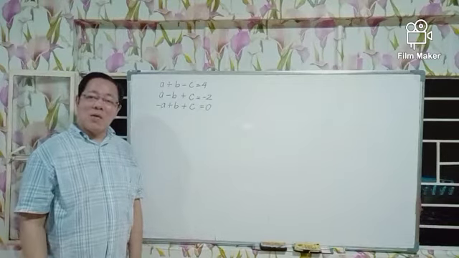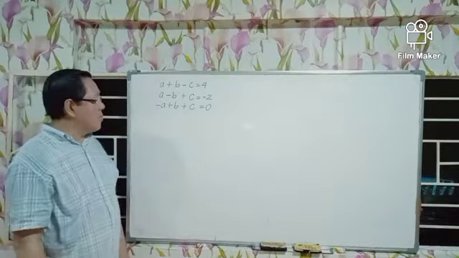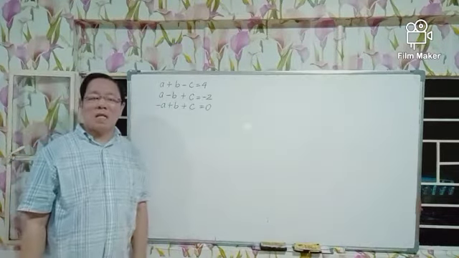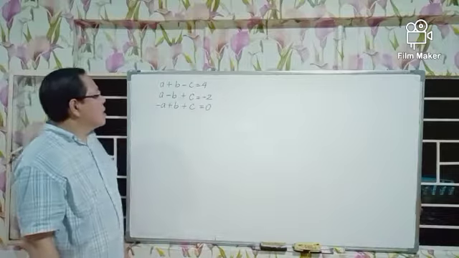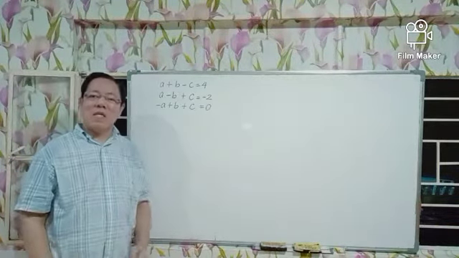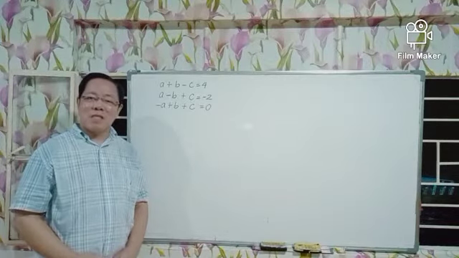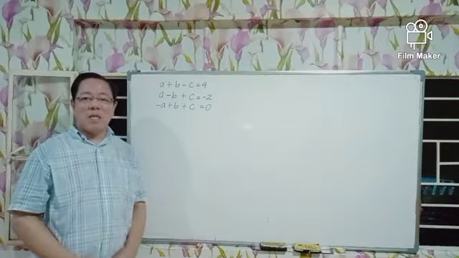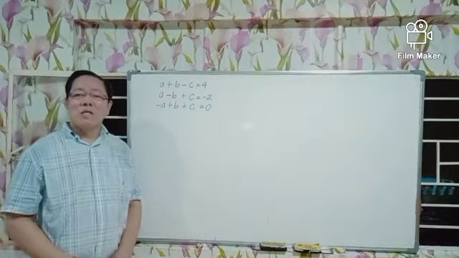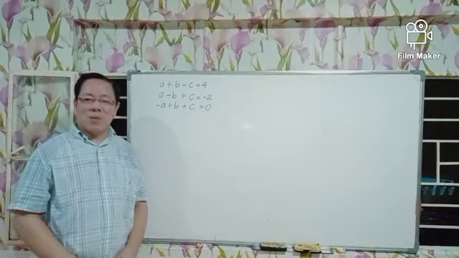But only if the determinant whose entries are the coefficients of the variables a, b, c is not equal to 0. And the first step again, we write the system of linear equations in matrix form. At the left hand side, the first matrix is a square matrix whose entries are the coefficients of the variables in the given system of linear equations.